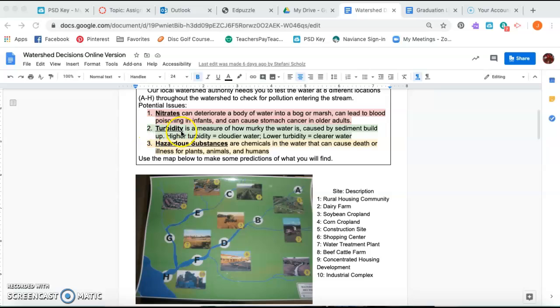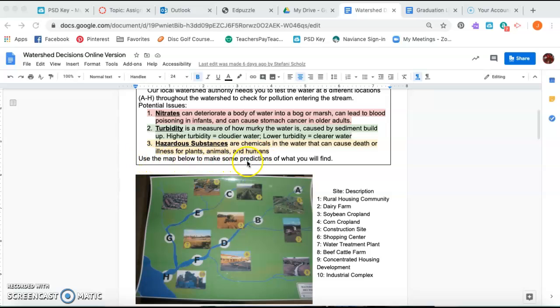Another potential problem we could come across is turbidity. Turbidity is a measure of how murky the water is, caused by sediment buildup. Higher turbidity equals cloudier water. Lower turbidity equals clearer water. Another problem we might run into is hazardous substances. Those are chemicals in the water that can cause death or illness for plants, animals, and humans.